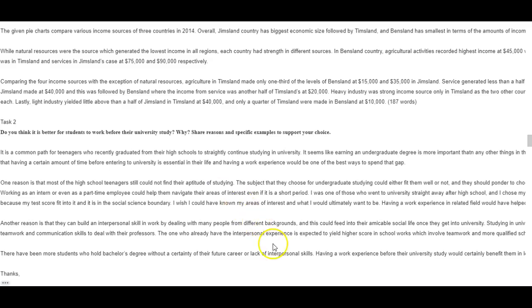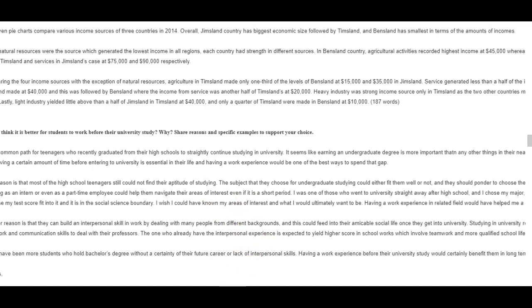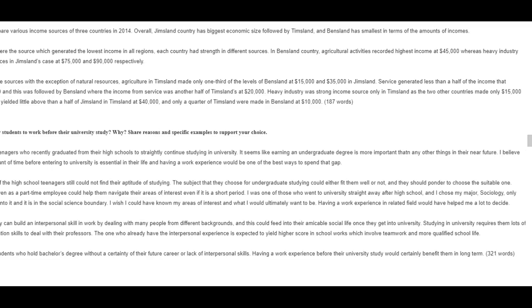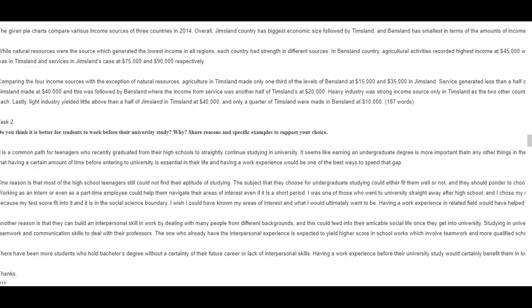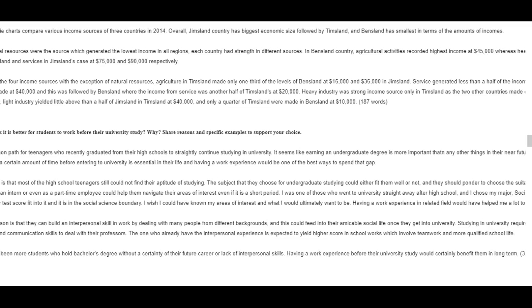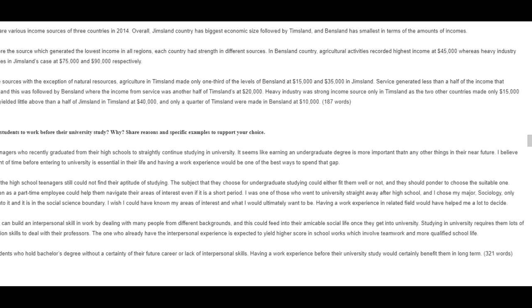The subject that they choose for undergraduate study could either fit them well or not, and they should ponder to choose the suitable one. Okay. Working as an intern or even as a part-time employee could help them navigate their areas of interest, even if it is a short period.